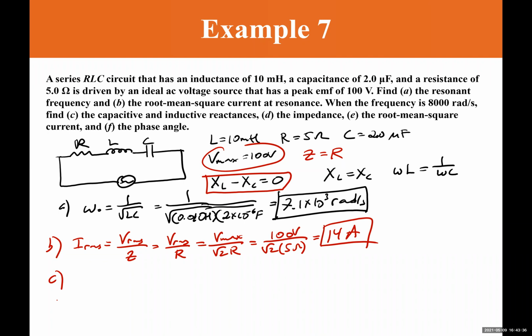All right, part C. What are the capacitive and inductive reactances? Well, again, simple enough. X sub L is equal to omega L. Omega is what we just calculated, 7.1 times 10 to the 3 radians per second, times L, which is 0.010 Henry. That's going to give us 80 ohms, roughly speaking.